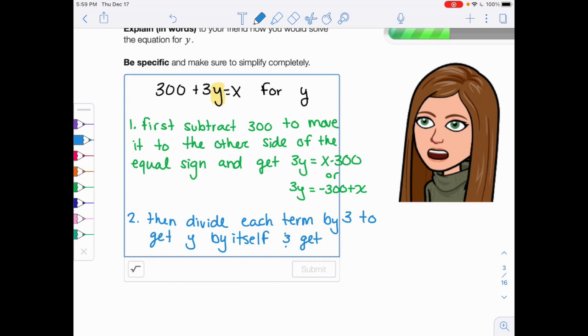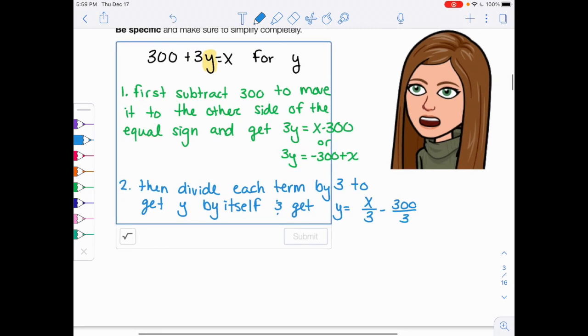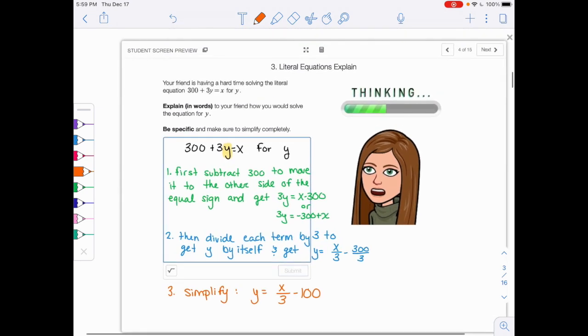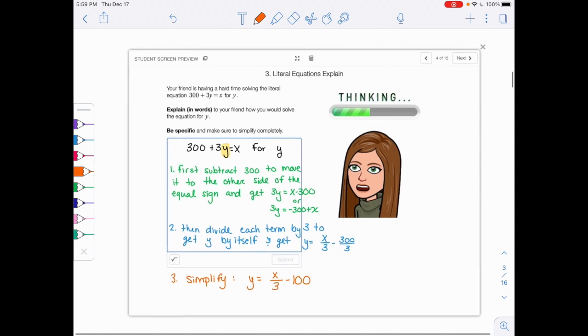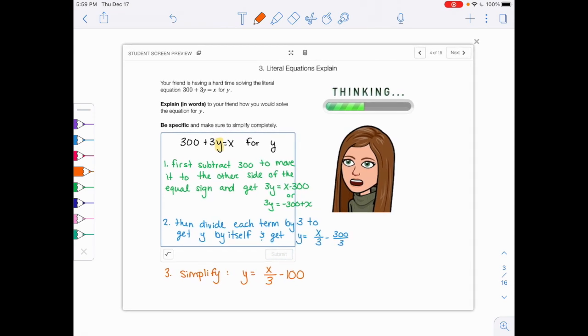And you'd get y equals x over 3 minus 300 over 3. And then you can simplify in the same step, but I would be explicit and just say step 3 would be to simplify, which would end up being y equals x over 3 minus 100. Remember, when you explain, it means use words. You can solve the equation out on the side, but explain really means use words to vocalize what the steps are to solve.